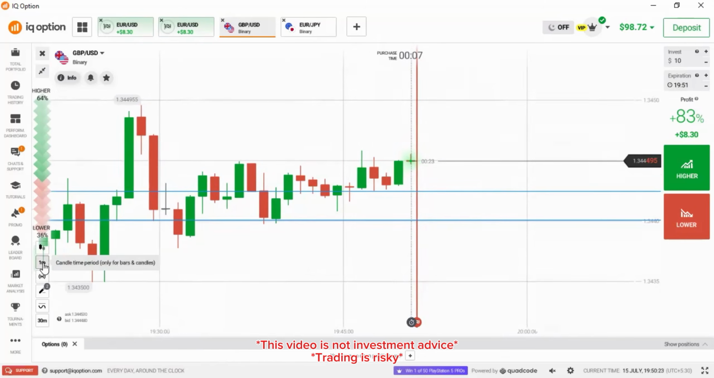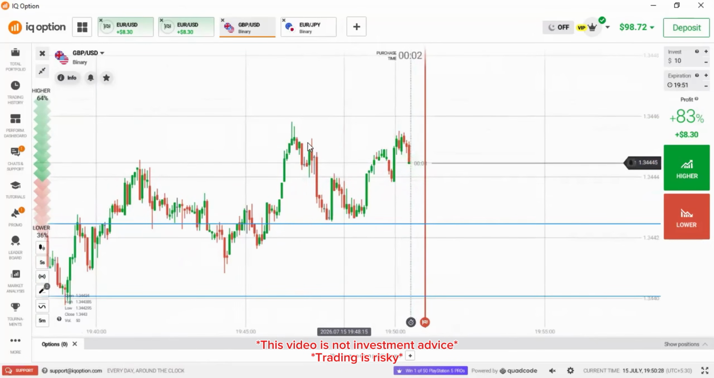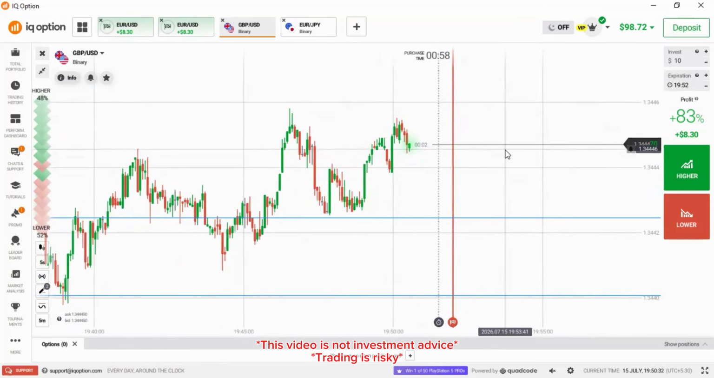So we need a lower low in the market from this point. Then only we can take a trade.